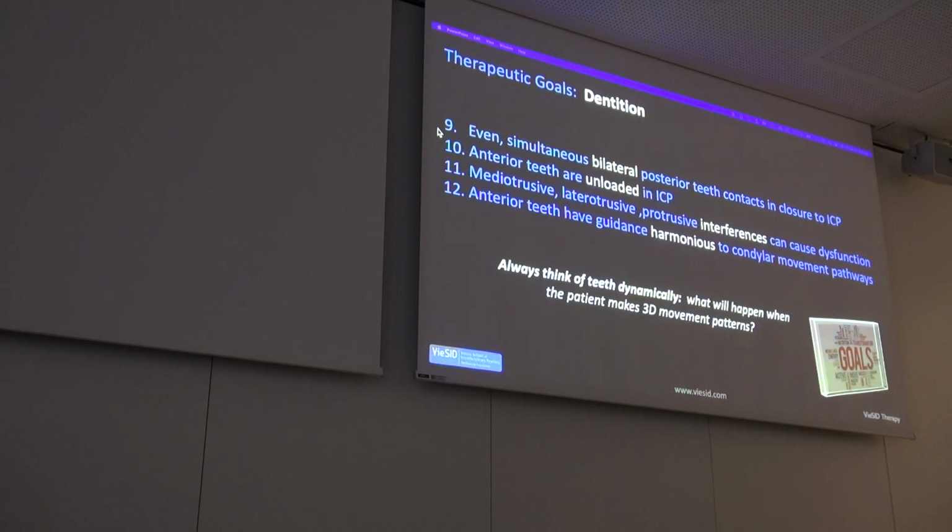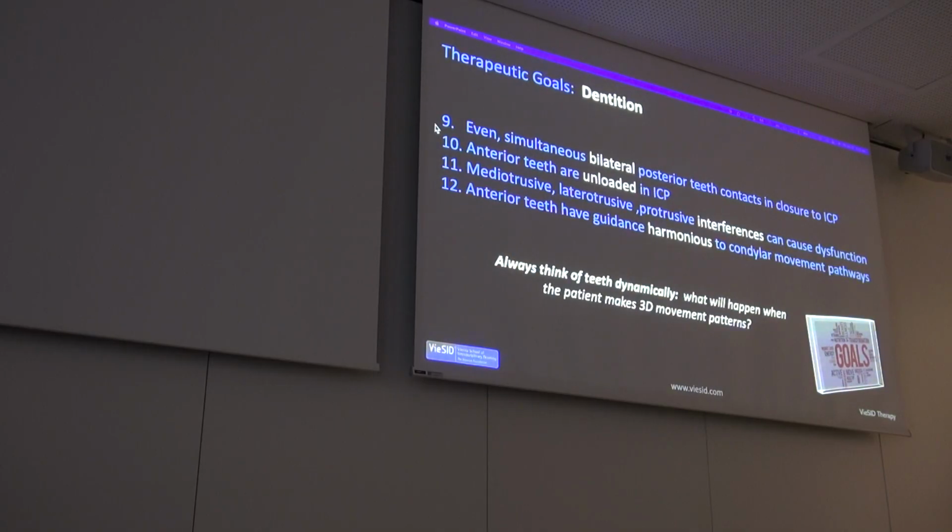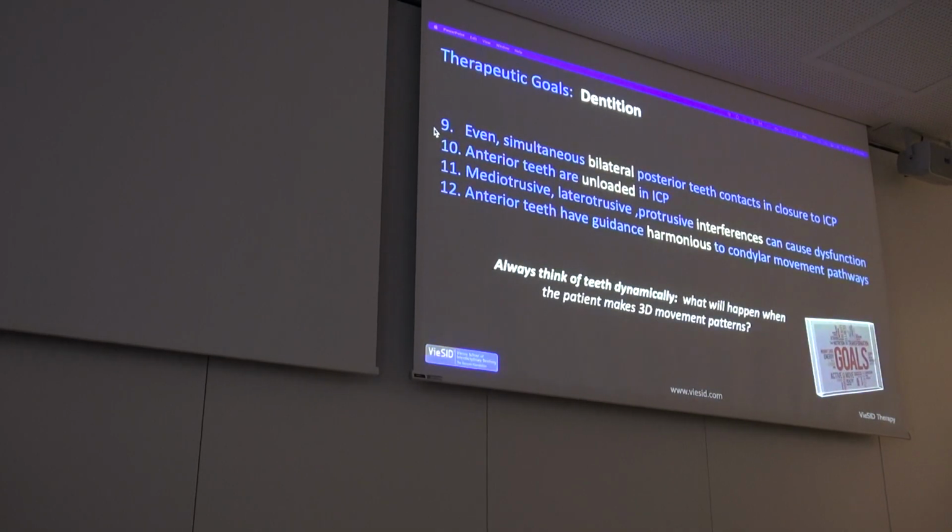I have seen many patients that I have reconstructed where the chief complaint was posterior bite by a little bit and heavy anterior contact, often on restorative materials. In some people, in the wrong person, this can create horrible problems. This is obvious that medial-intrusive, lateral-intrusive, and protrusive interferences can cause dysfunction, and anterior teeth have guidance harmonious to convoluted movement pathways. We'll review that today, but we all, as a principle for these, should understand that. So we must always think of our teeth dynamically and what happens when the patient moves in 3D.